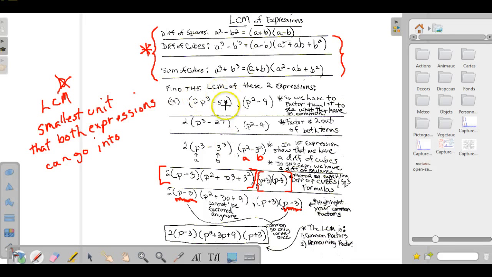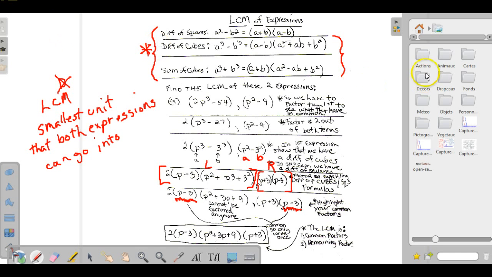Well, up here they were expressions. Down here they're factored out. So like I said, I'm just going to call this the left side and then this the right side. So that's that example from your book.